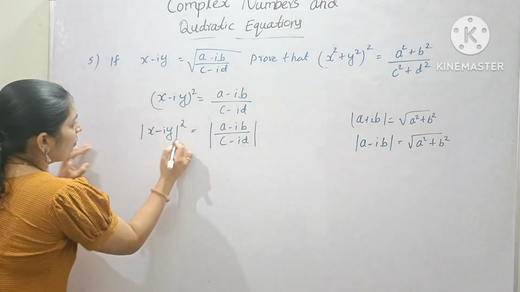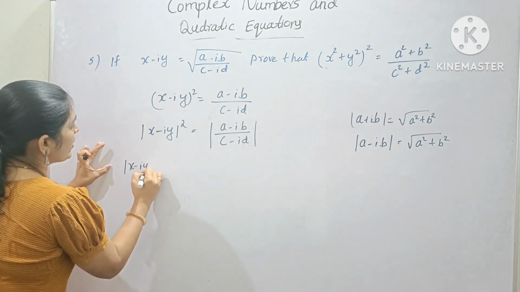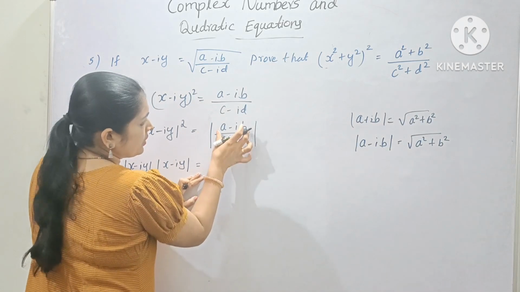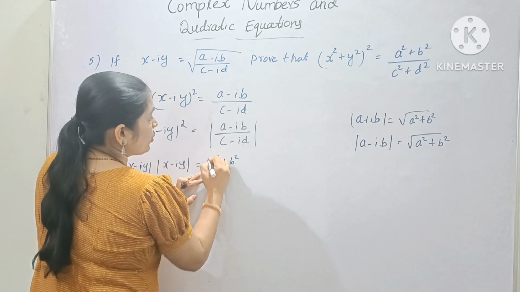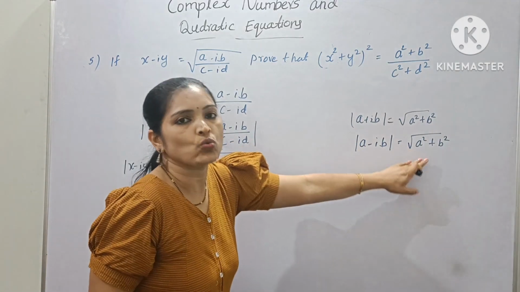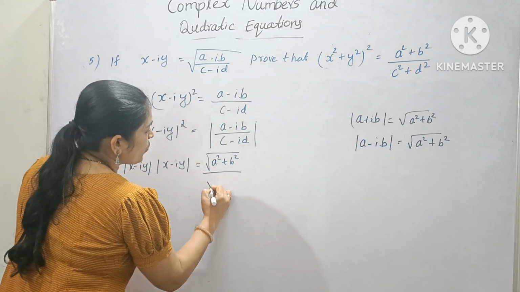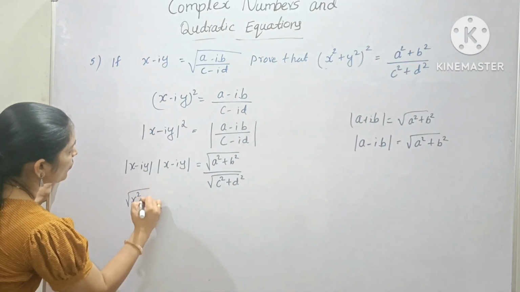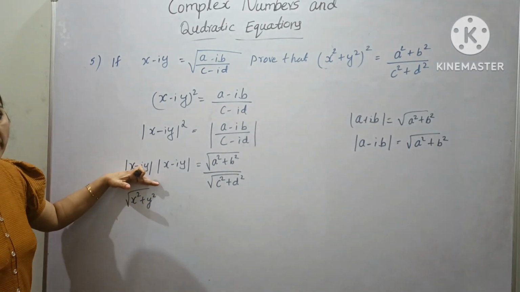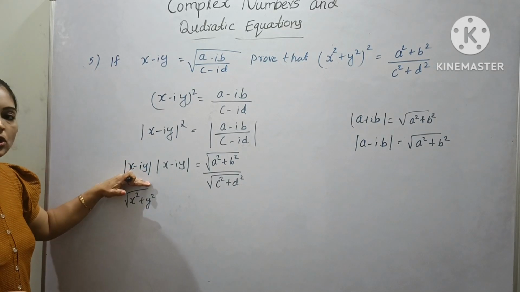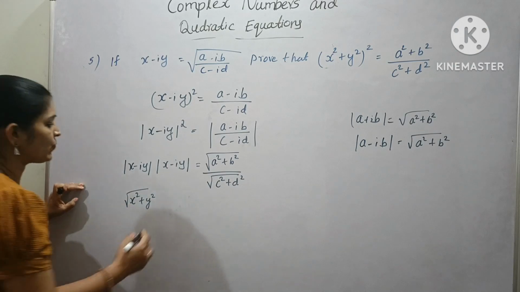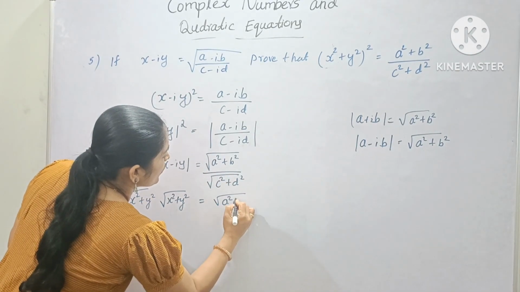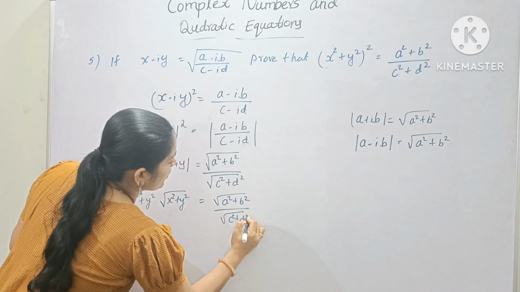So here, what is this one? The modulus of x − iy into the modulus of x − iy is equal to, in the numerator, the square root of a² + b², divided by the square root of c² + d². Here also, the modulus of x + iy is the square root of x² + y², and the modulus of x − iy is also the square root of x² + y². So the square root of x² + y² is equal to the square root of a² + b² divided by the square root of c² + d².